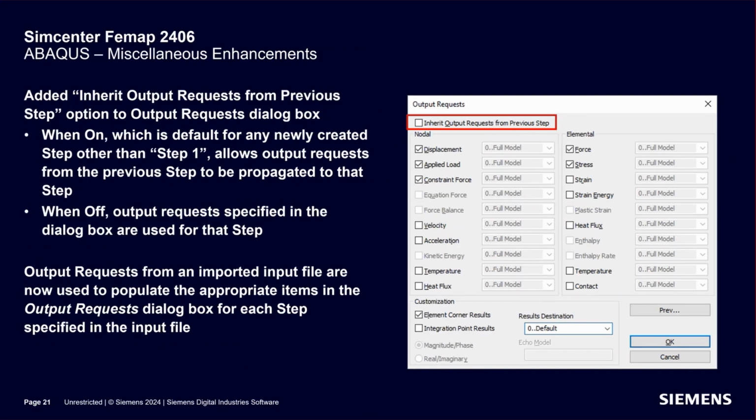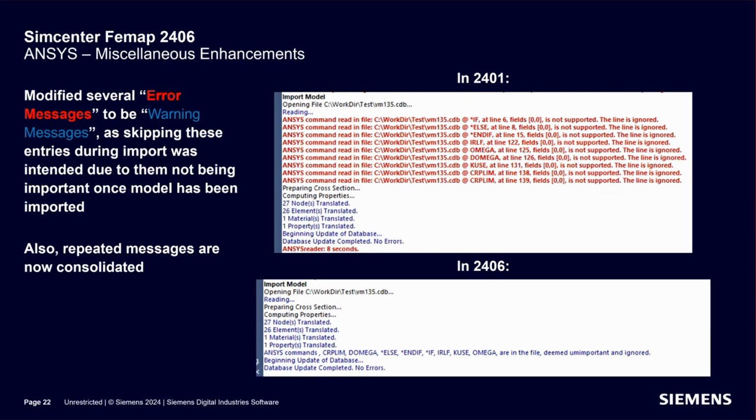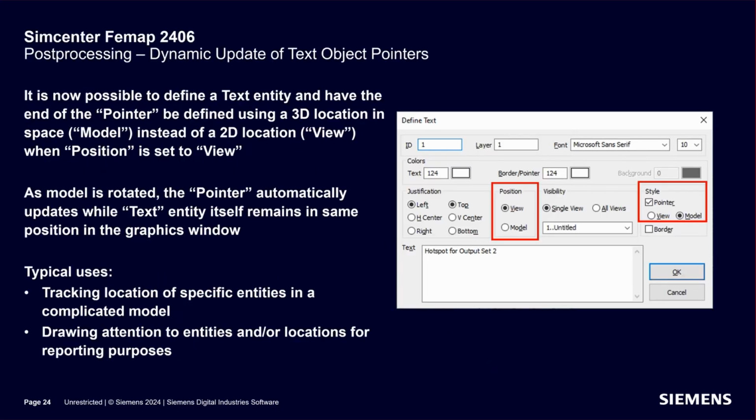And then we added a little bit to Abaqus. As you make new output sets, as you make new steps, we just added an option that will be turned on by default, which is to just inherit the output requests from the previous step as you make them. And maybe that's something we should do for Nastran as well. Maybe that would be helpful. There's a couple of things we can talk about on that a little later. And in ANSYS, our new translator was throwing out so many error messages, it was driving people crazy. We changed those for the ones that were not really errors, but just kind of unimportant things because we were skipping. We just changed them to warnings, consolidated them, and we're all good there.